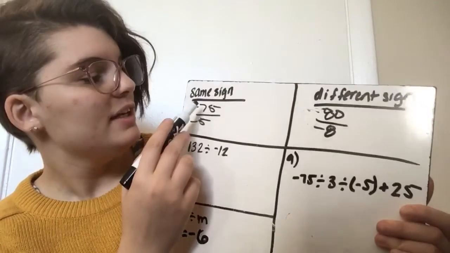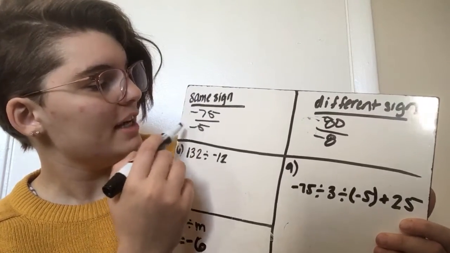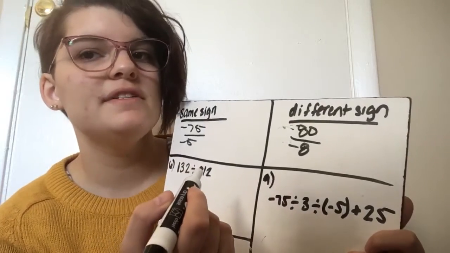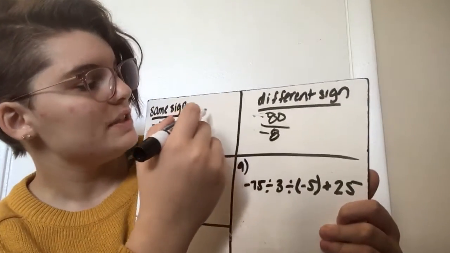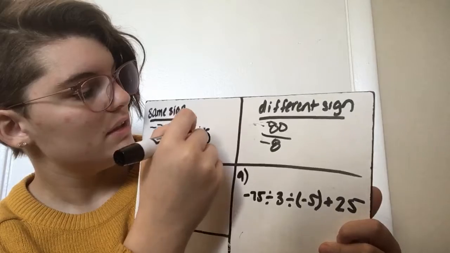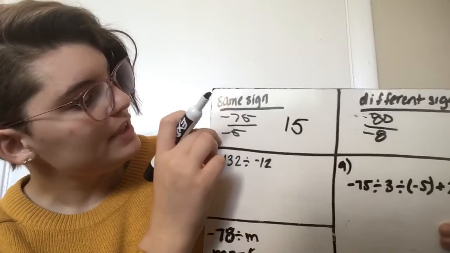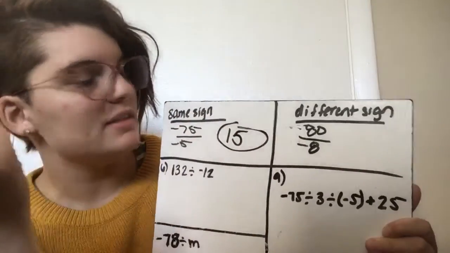So here we have negative 75 divided by negative 5. So 75 divided by 5 is going to be 15. And then you have both negatives, which means your answer is positive.